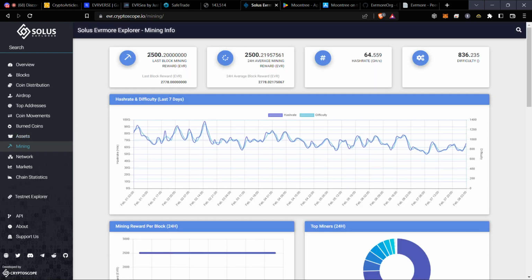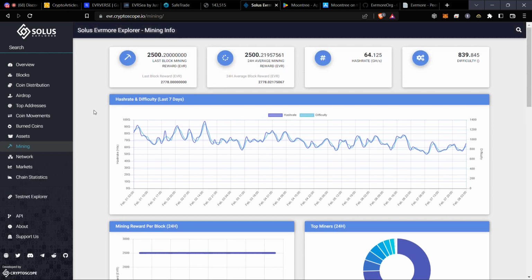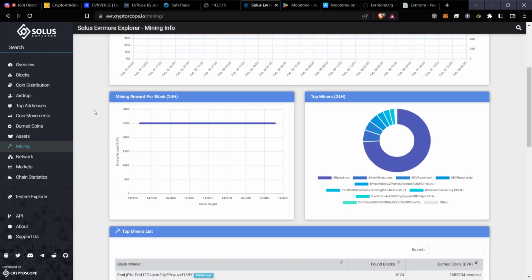Let's see. Last block reward is 2,500. Average is 2,500. Hash rate 64.5 gigahashes a second. The difficulty is 836, and you can see it's pretty much holding. What is that? 92 on February 1st. 92.1 gigahashes. Somewhere in the middle here, 82.5 gigahashes. And this is 73.5 gigahashes, and 54.5 gigahashes. Interesting. 65. So yeah, it looks like it does fluctuate quite a bit.